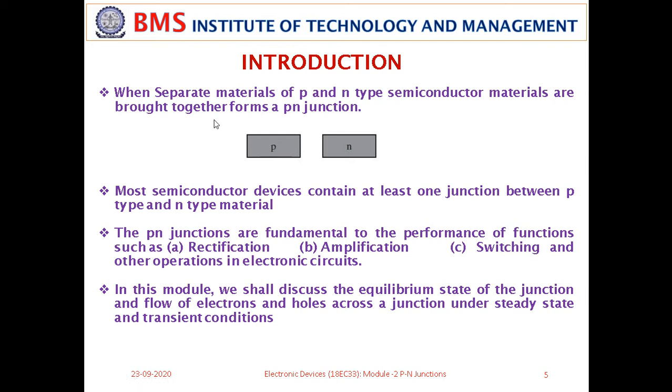When separate materials of p and n type semiconductor are brought together and clubbed together, that forms a p-n junction. But practically, just clubbing the p type semiconductor and n type semiconductor will not form a p-n junction. Though in theory we say that just taking two different semiconductor materials and joining them makes a p-n junction, in reality, that's not true.